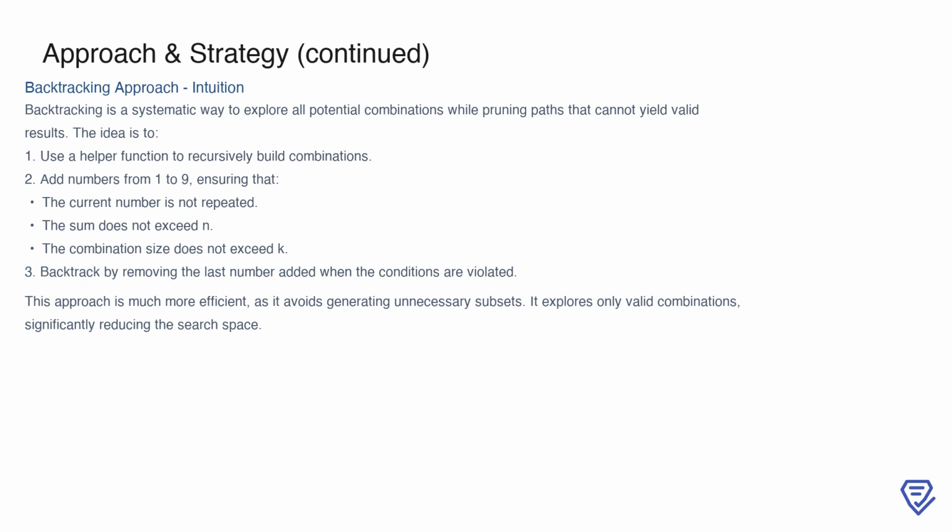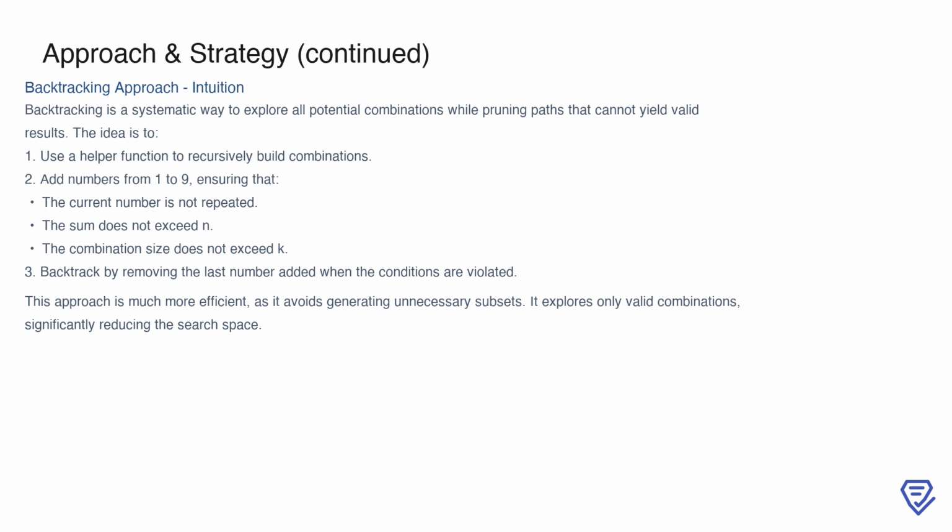First, we ensure that we don't reuse numbers in the current combination. Second, we stop adding numbers if the running sum exceeds n. Third, we ensure that the combination doesn't exceed the required size of k elements. If any of these constraints are violated, we backtrack by removing the last number added and trying the next possibility. This approach is much more efficient than brute force because it avoids generating invalid subsets and focuses only on promising paths.